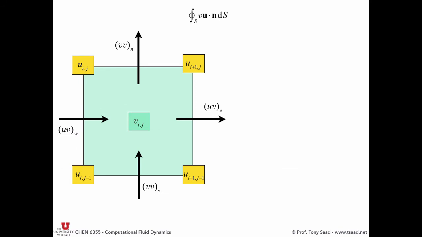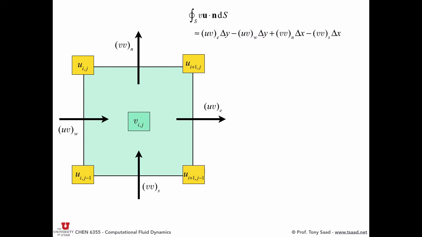Same procedure. The Y momentum convective flux is going to have UV east and UV west, and VV north and VV south. And then we know that integral is UV east delta Y minus UV west delta Y plus VV north delta X, the flux coming through the surface, minus VV south delta X. So now we need to approximate the fluxes. We're going to do an averaging procedure.